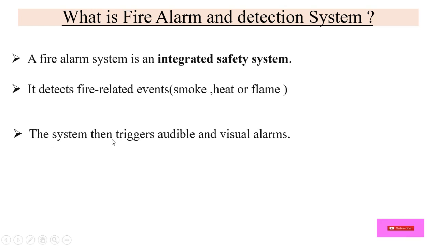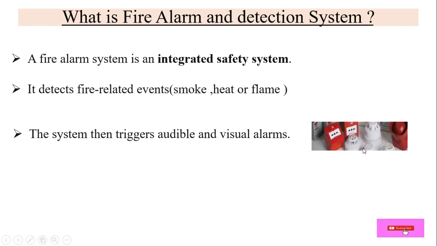The system then triggers audible and visual alarms. When it detects fire through the detectors, different kinds of detectors such as smoke, heat and flame, after detection the fire alarm control panel triggers the audio and visual alarms, so humans are notified by this system. During evacuation this will help. As you can see, these are the MCP and these are the detectors.